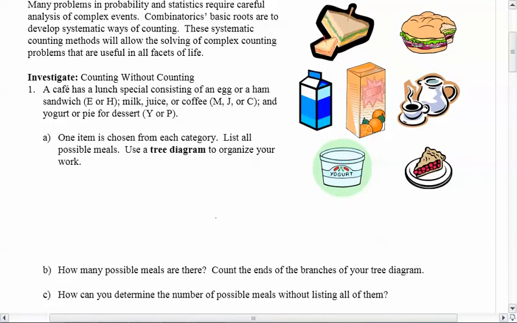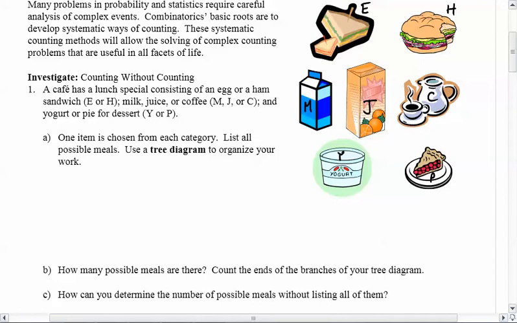So let's just say we're going to a restaurant. We have a cafe and there's a lunch special. We're allowed to choose one of two different types of sandwiches, either an egg sandwich or a ham sandwich. And then we can try 3 different types of drinks. So we could get milk or juice or coffee. And we've got 2 choices for dessert, yogurt or pie. Now we must choose one of each category, and we're only allowed to choose one of each. So how many ways could we make a lunch special?